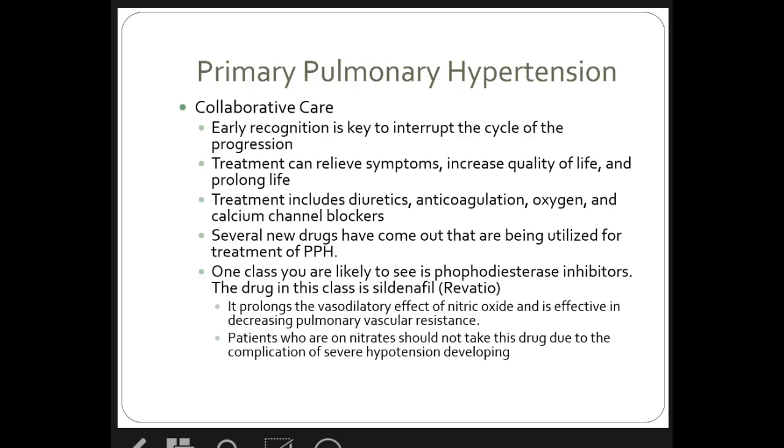Sildenafil or Revatio. This is like the Viagra. It prolongs the vasodilatory effects of nitric oxide and is effective in decreasing pulmonary vascular resistance. If a patient is placed on this medication, again, just like with Viagra, they should not be on nitrates, and they should not take any nitrates, as this can cause severe hypotension, and with some patients it can lead to death.